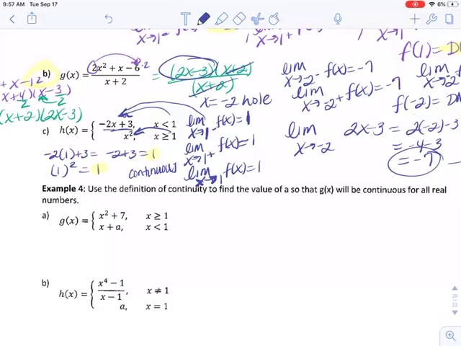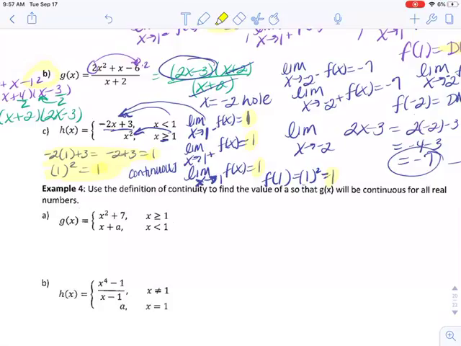And f of 1, I will use this equation. That's where x equals 1. I plug in 1, 1 squared is 1. So since all four of these numbers are the same, the limits and the function value are the same, it's continuous. This is a shortcut way. If you needed to know if the graph is continuous, look at where it splits off, plug that number into both equations and see if you get the same y value. Because if you do, then it's continuous.